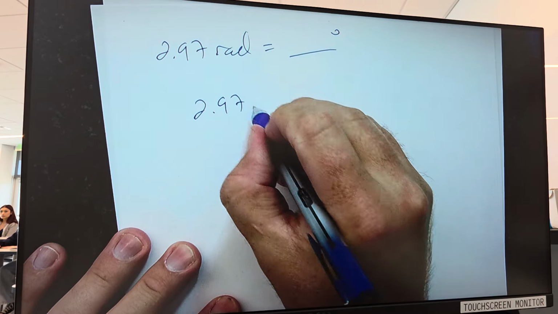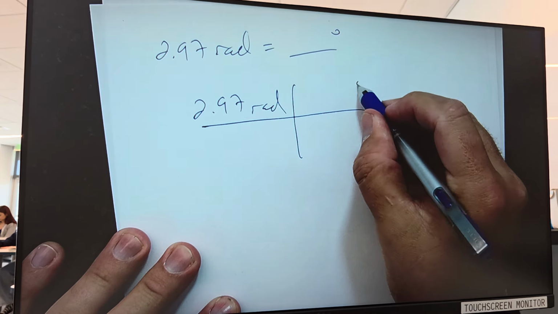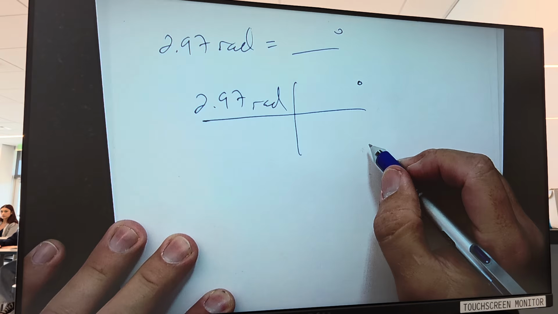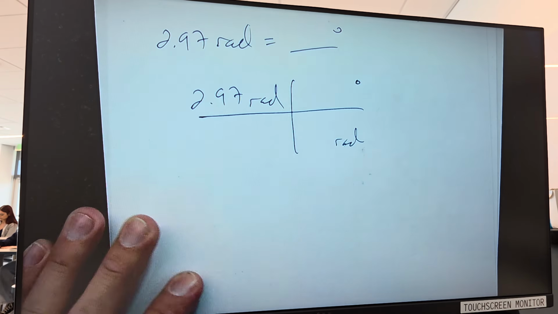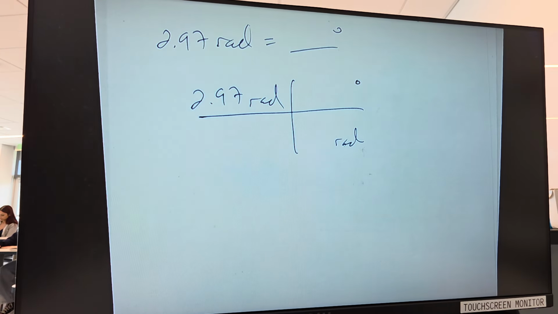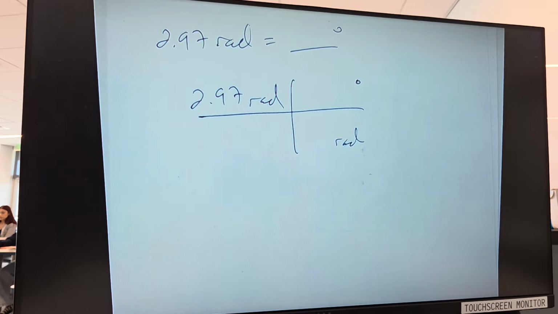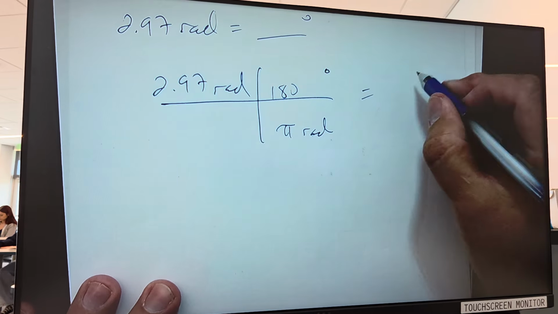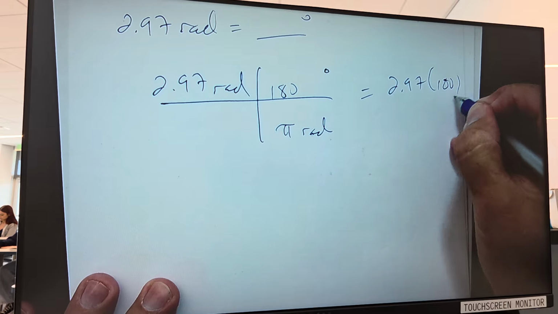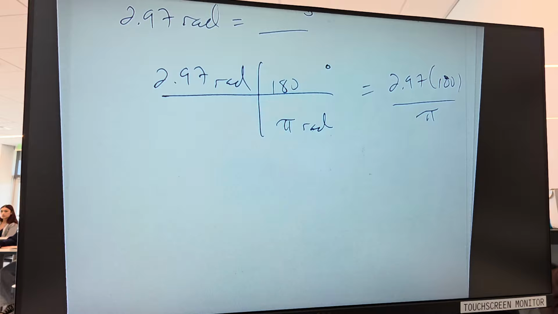So I have radians, and I want to go to degrees. Where do I put the radians so it cancels? On the bottom. And then I just put the right numbers in the right place. How many degrees is how many radians? 180 degrees is pi radians. And then you just throw all that in the calculator: 2.97 times 180 divided by pi. You get some messy decimal. It'll be roughly 177.